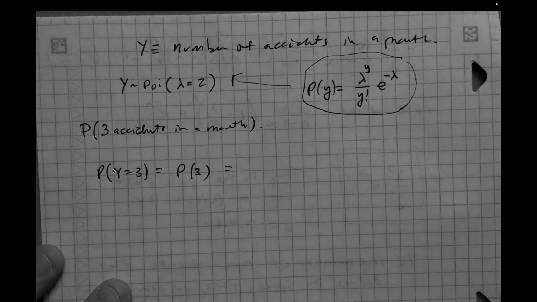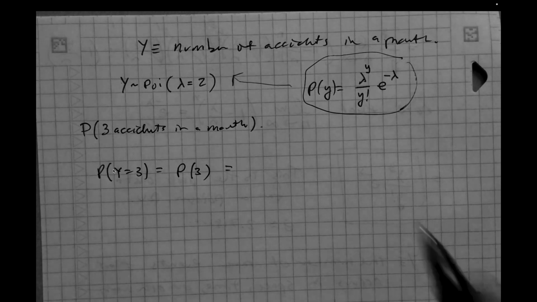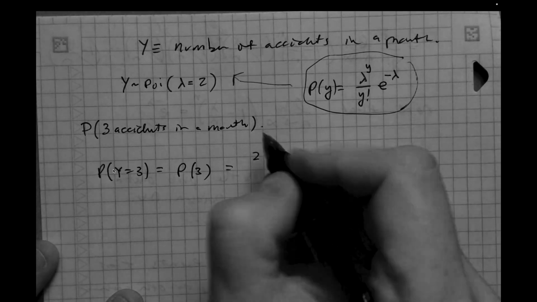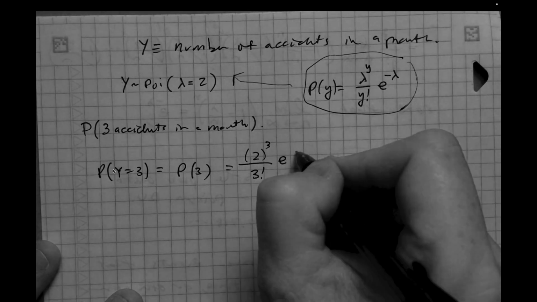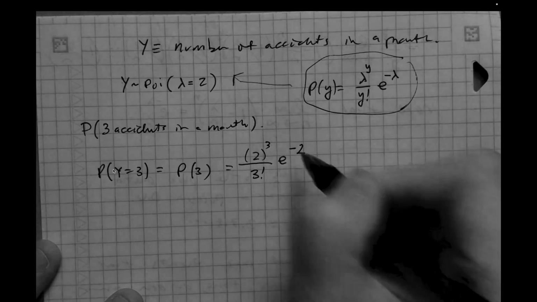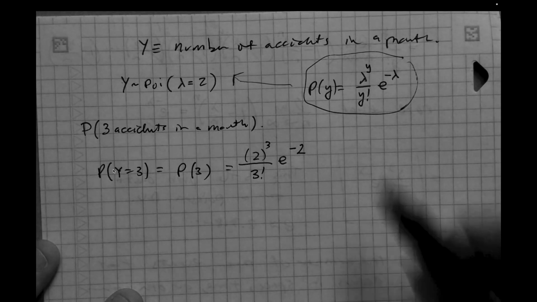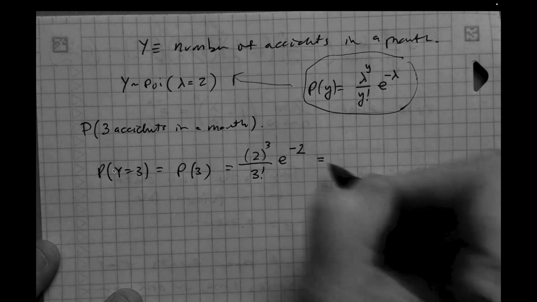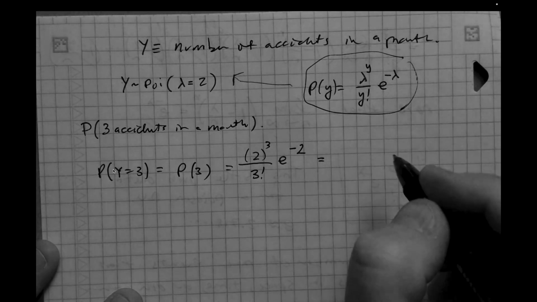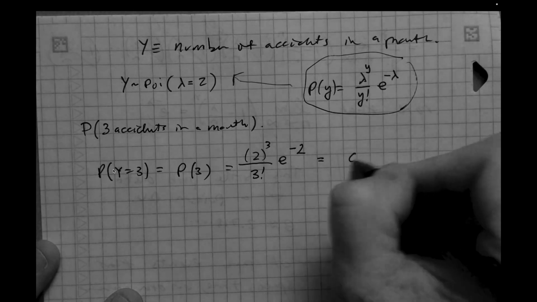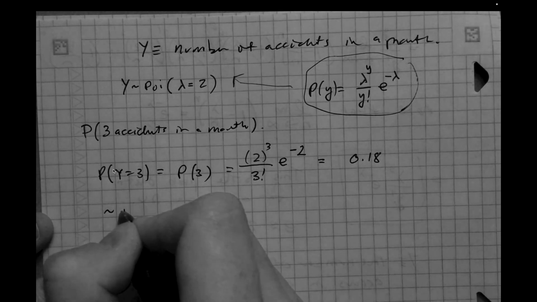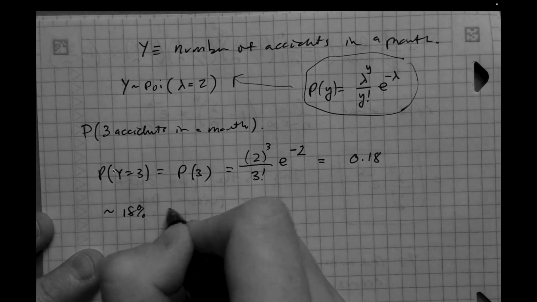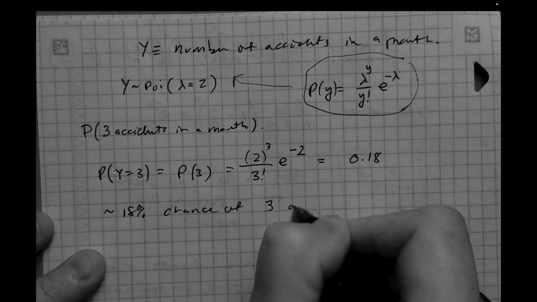And so in this case, lambda is equal to 2, so there'd be 2 to the 3rd power divided by 3 factorial times e to the negative 2. Negative lambda, so lambda is 2. And when you crunch this through with a calculator, you should get 0.18. So there's about an 18% chance of 3 accidents in a month. Approximately an 18% chance of 3 accidents next month.